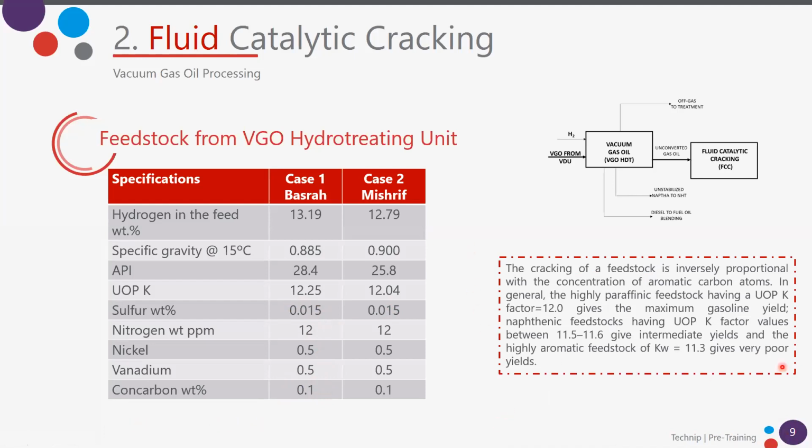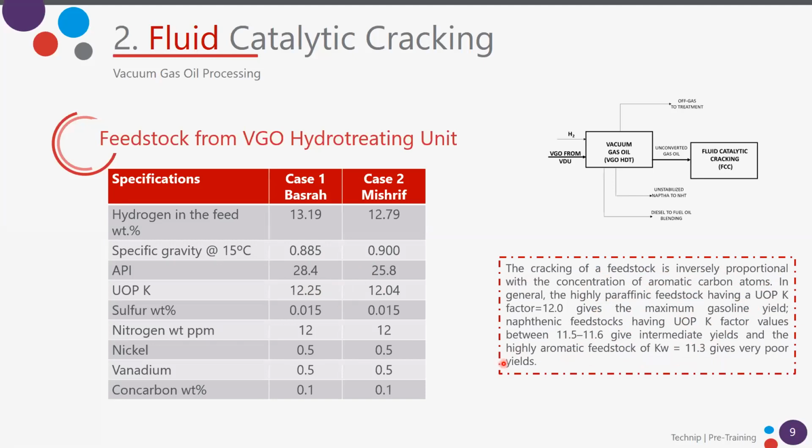Here we have more explanation about this factor. We will read it. Okay, the cracking of a feedstock is inversely proportional with the concentration of aromatic carbon atoms. In general, the highly paraffinic feedstock having a UOP K factor of 12 gives the maximum gasoline yield. Naphthenic feedstock having this K between 11.5 and 11.6 give intermediate yields, and the highly aromatic feedstocks give very poor yields.